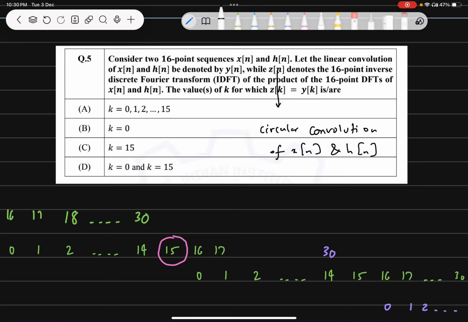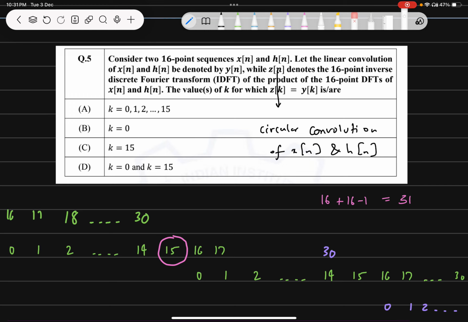The basic thing that is required to solve the problem is to know that circular convolution is N-periodic linear convolution, and N is the DFT point of the process. So it is 16 over here. We have it as 16-periodic linear convolution, and the length of the linear convolution is 16 plus 16 minus 1, which is L plus N minus 1, which comes out to be 31. So as you can see, we have 31 as the length of yn, the linear convolution.